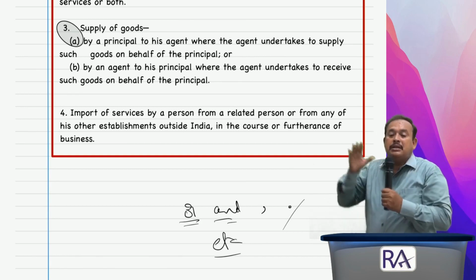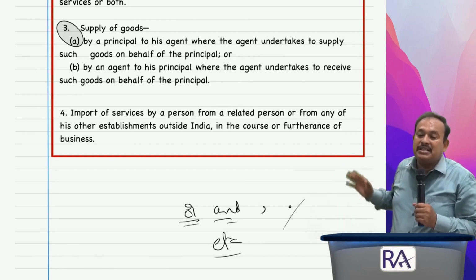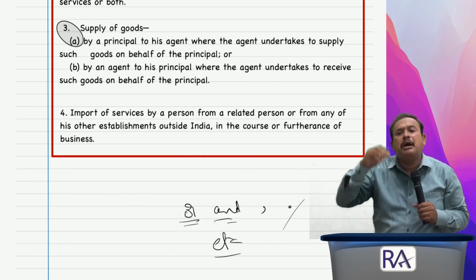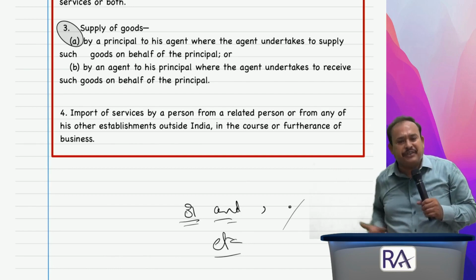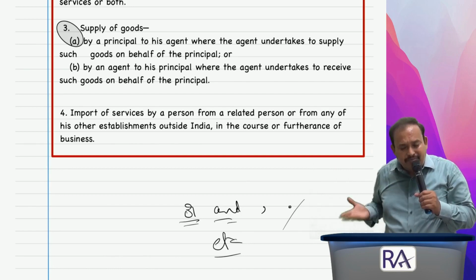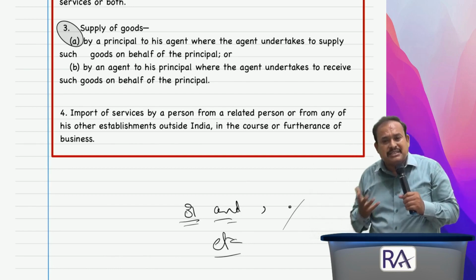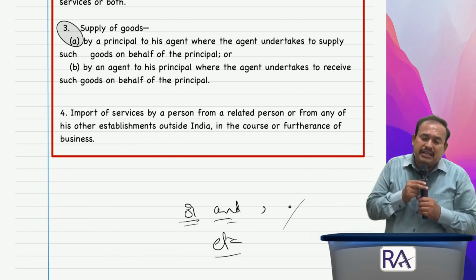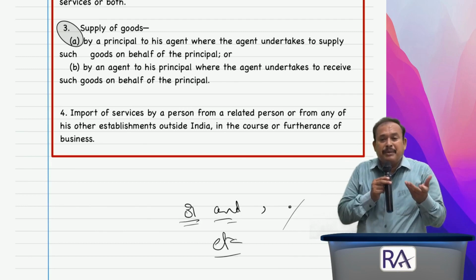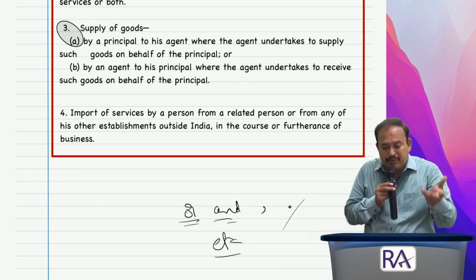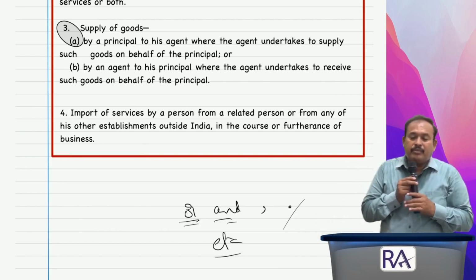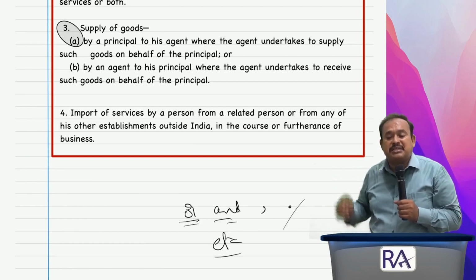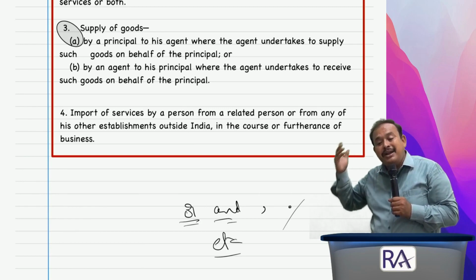Now, in the given case, my dear friends, import of services by a person, we have an elaborate definition of person, which includes government, trust or a body corporate, a registered person, or an individual, HUF or LLP, what not. So, import of services by a person from a related person.